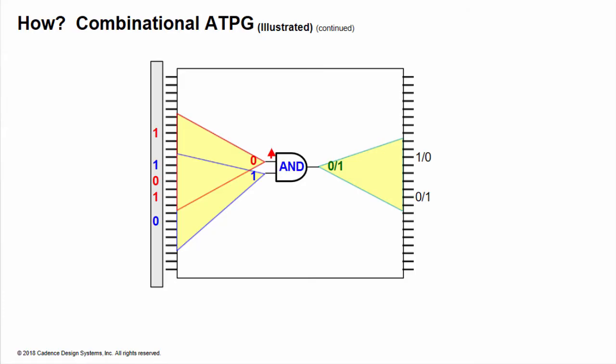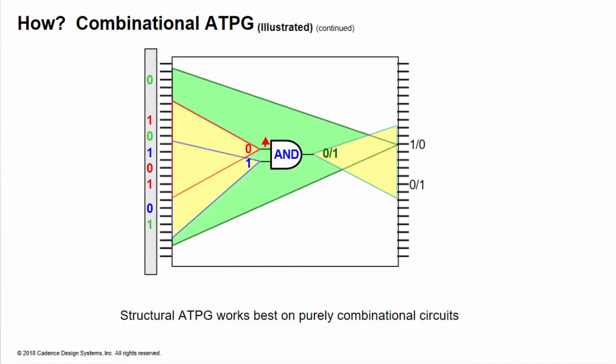The forward cone from the AND gate output is traced to verify that the AND gate output value can propagate to one or more primary outputs. The back cone from one of the primary outputs is traced, and a set of values are determined that will sensitize the path from the AND gate output to the primary output. This is referred to as propagating a fault effect. This pattern is just one of many that might test this fault. Cone tracing works best in a purely combinatorial circuit.